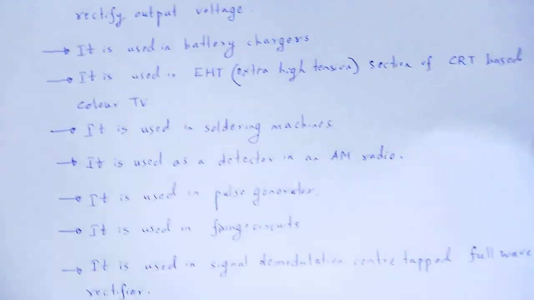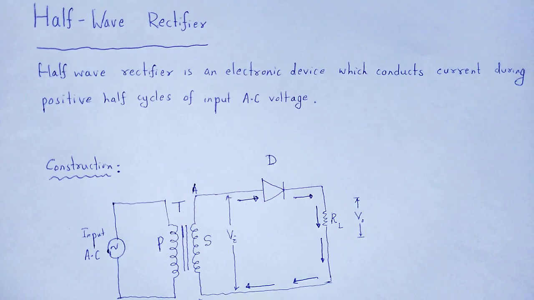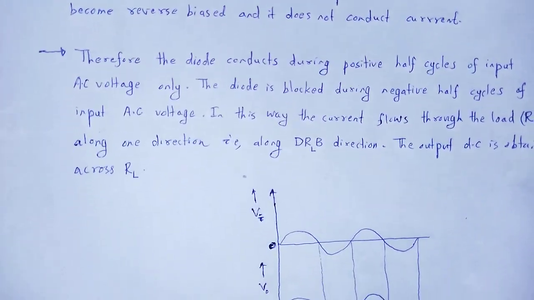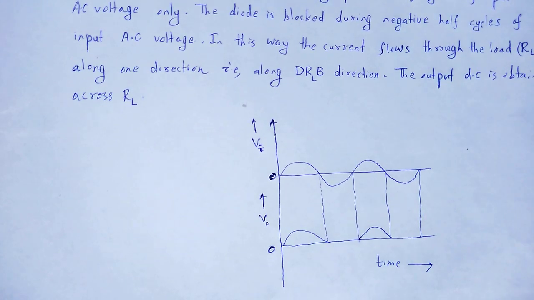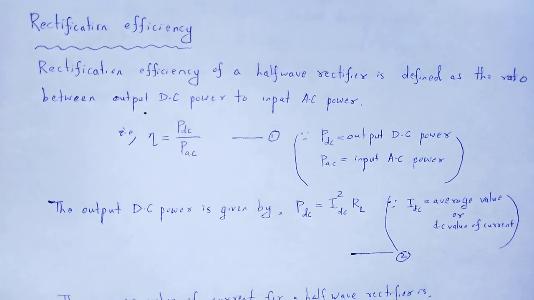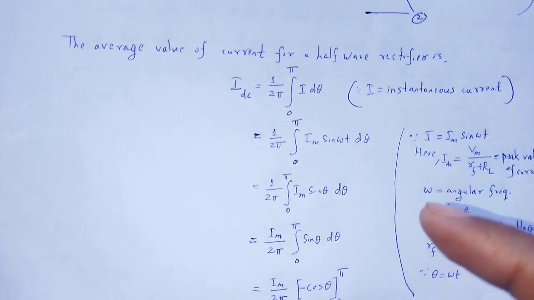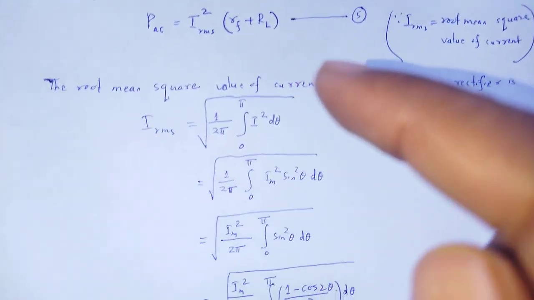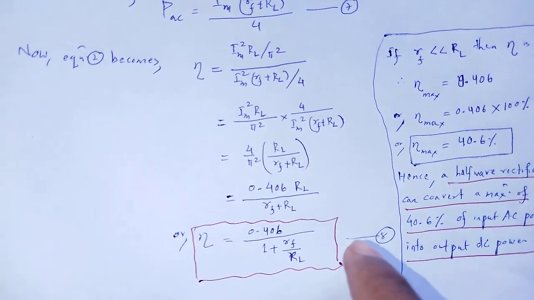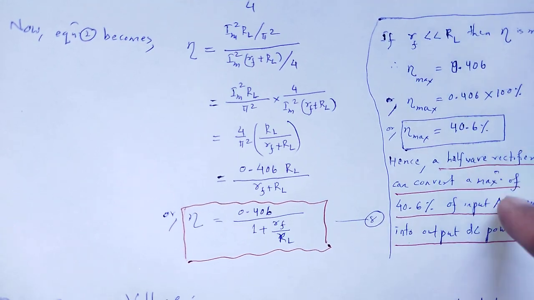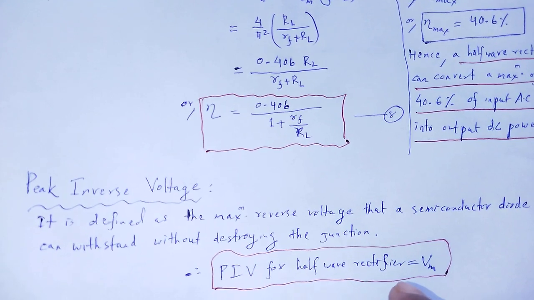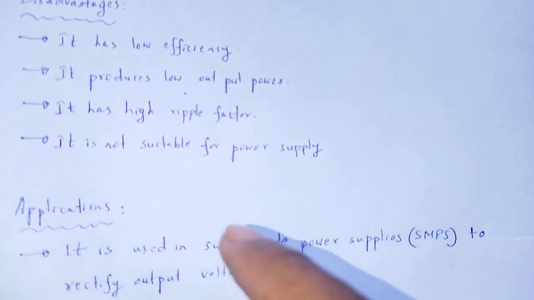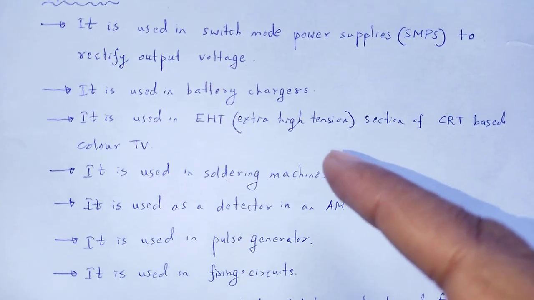So, with the help of this video lecture, we understood the concept of half wave rectifier: construction, working, voltage input and output graph, one technical term, rectification efficiency, which is calculated in percentage, another technical term, peak inverse voltage, and some points on advantages, disadvantages and applications related to half wave rectifiers.